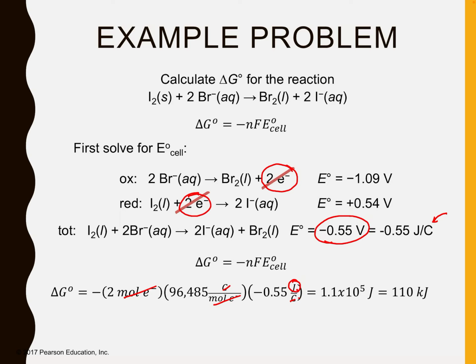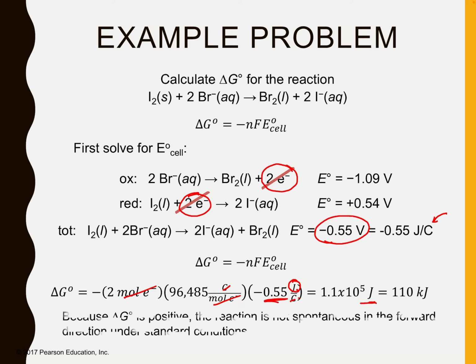And then we have that 96,485, that is the Faraday's constant, and then our voltage, in joules per coulomb. So when we cancel out all our units, we get joules, and I've converted it into kilojoules here because most times we'll report our Gibbs free energy in kilojoules. So delta G is positive. So that means our reaction is not spontaneous in the forward direction under standard conditions.